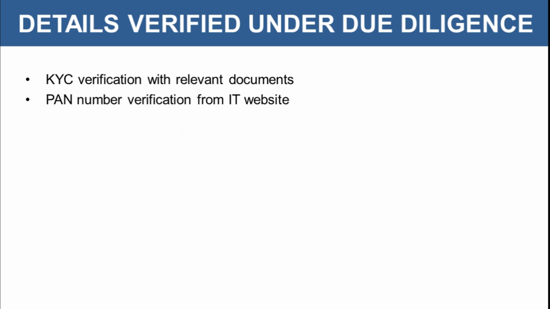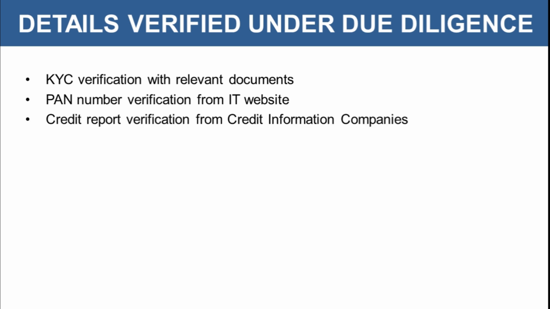Then your PAN number verification from the IT website. Credit report verification from credit information companies. The bank checks your credit report or credit score provided by credit information companies, because it shows your past loan behavior. If in the past you have taken any loan, how was your loan behavior? Whether you were defaulting on your loan EMI payments, or whether you were making timely payments. Your credit report gives the bank an idea of whether you are good enough to be provided a loan. A credit score generally ranges between 300 and 900, and any score above 700 is considered good.